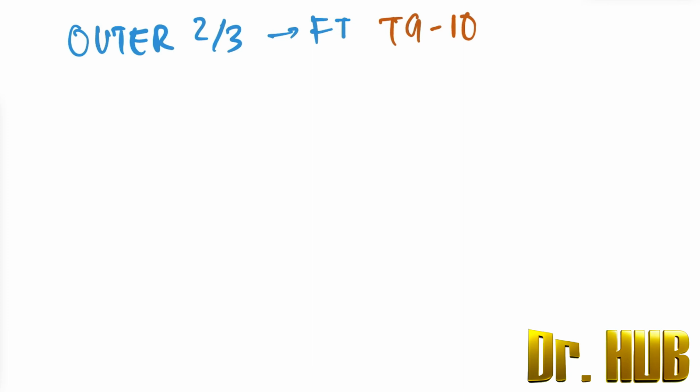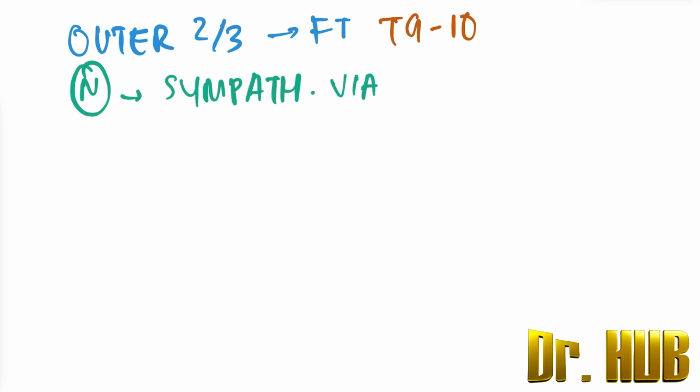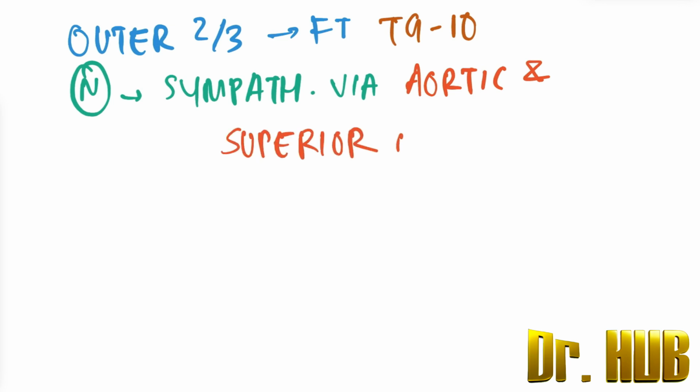Then we look at the outer two-thirds of the fallopian tube. The outer two-thirds of the fallopian tube is supplied by T9 and T10. What are the nerves which are involved here? It is sympathetic, via the aortic and the superior mesenteric plexus.